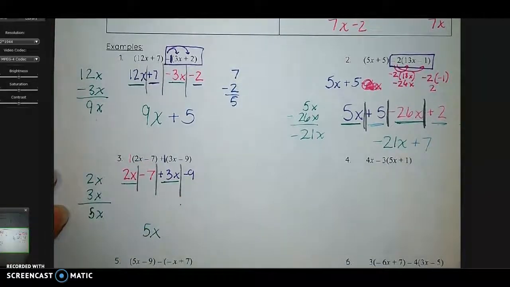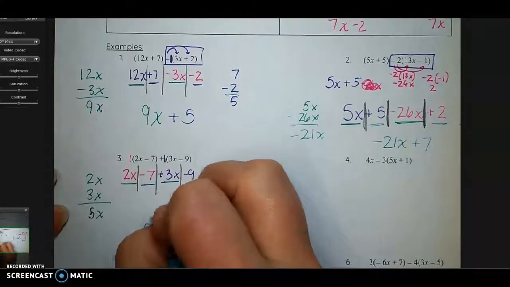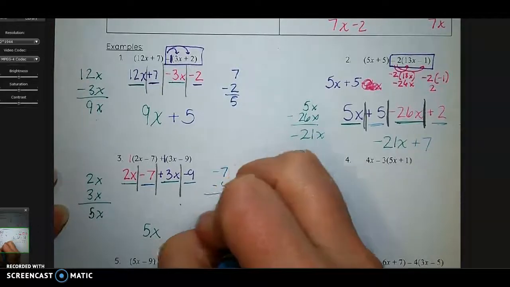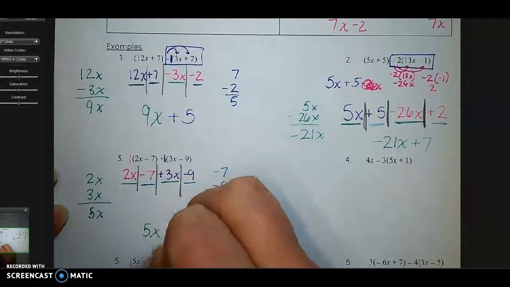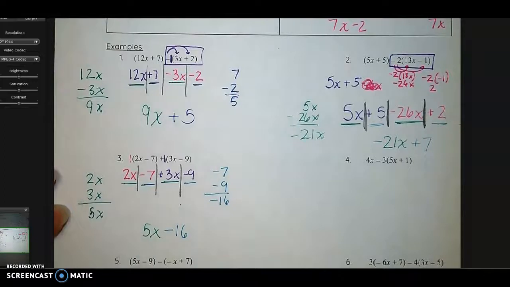And I have a negative 7 and a negative 9, which is negative 16, so it'll be 5x minus 16.